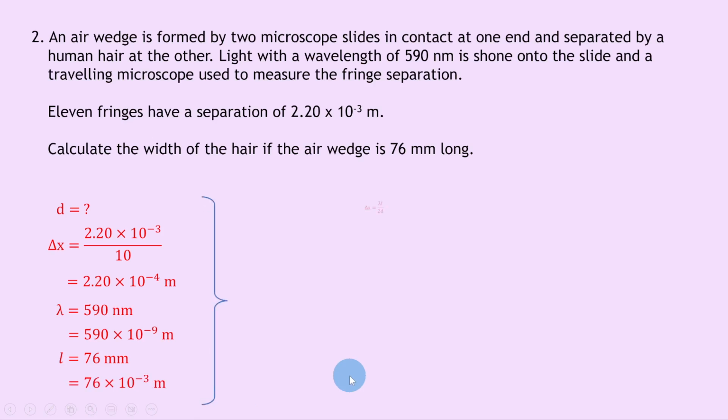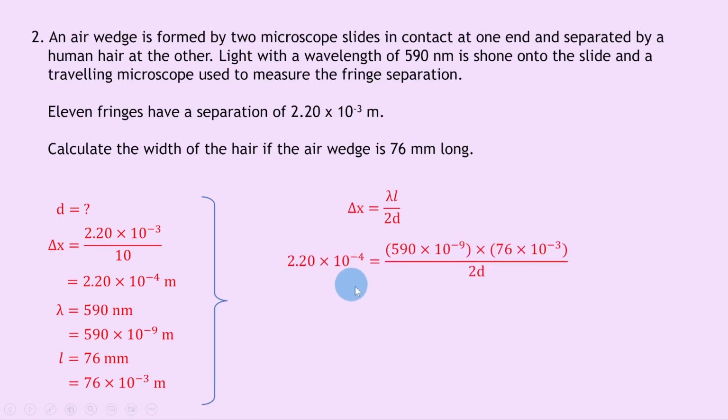So writing down our equation for thin wedge interference, we have delta x equals lambda L over 2d. Substituting in the numbers gives 2.20 times 10 to the minus 4 equals 590 times 10 to the minus 9 times 76 times 10 to the minus 3 divided by 2d. And if we want d on its own, we can just swap around this term on the left with the symbol d, and that would give us d equals this term on the top divided by 2 times 2.2 times 10 to the minus 4. So if you put all that into your calculator, you should get an answer of d equals 1.02 times 10 to the minus 4 meters.